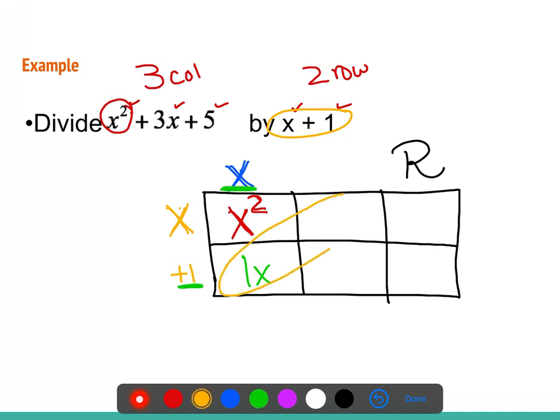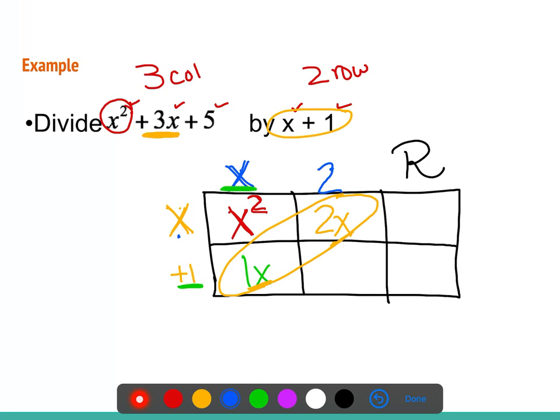Then I'm going to multiply. I'm going to take x times 1, and that gives me 1x. And then remember, I want these 2 things to add up to this. So I want 3x. I have 1x. That means I need 2 more x's, because 1x plus 2x makes 3x.